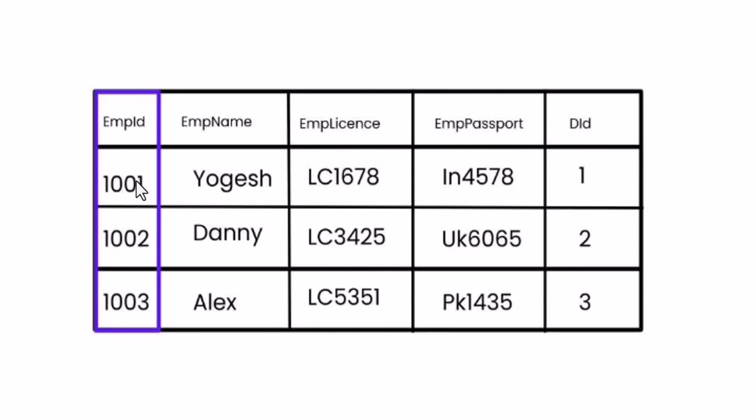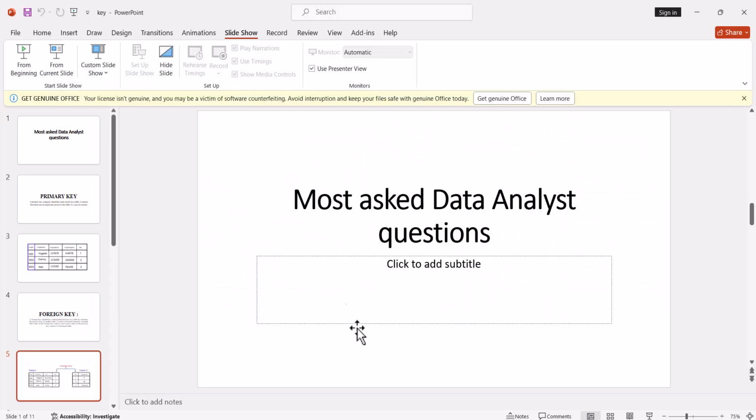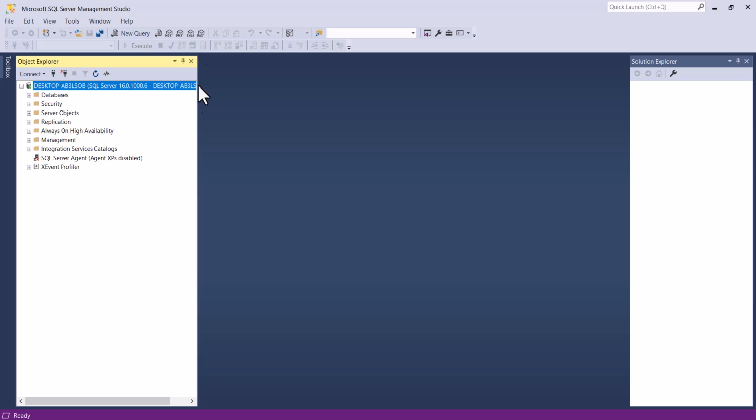Let's go to the practical. So you can see 1001 is the primary key. Okay, let's go to the practical.